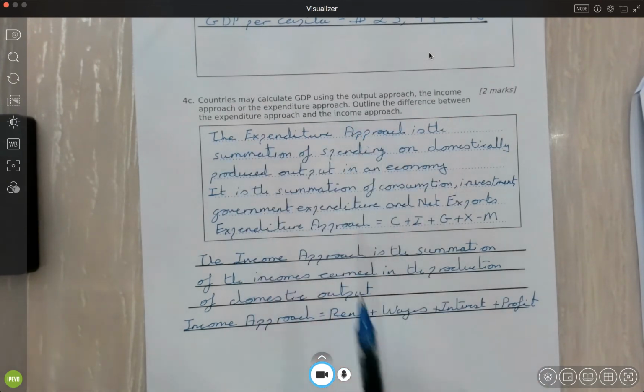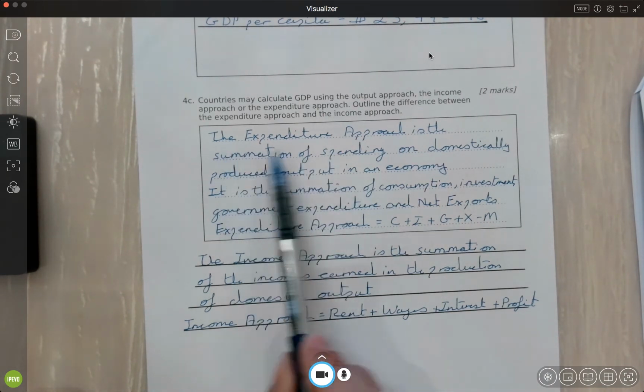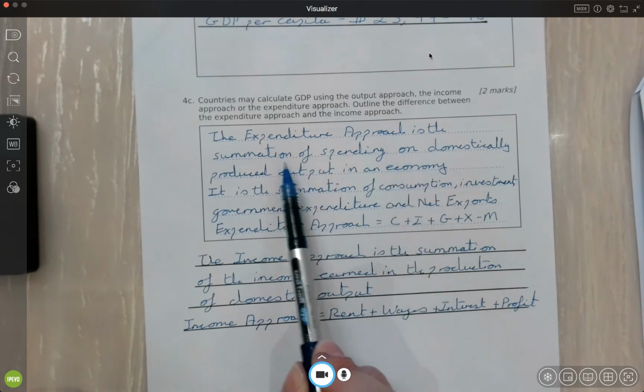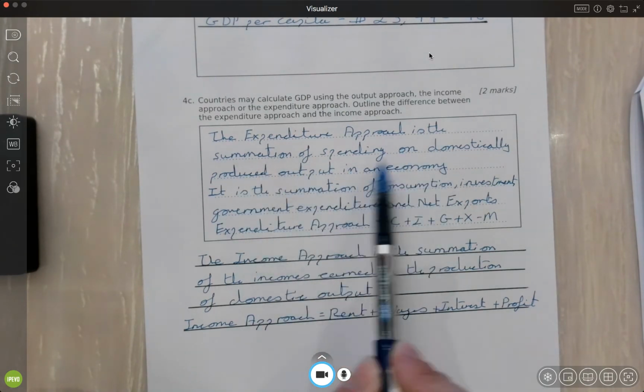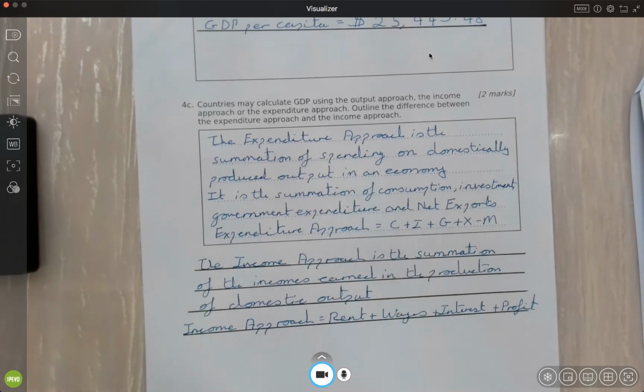What's the expenditure approach? Well, obviously I've gone crazy here and I've given way too much. So this you definitely need. The expenditure approach is the summation of spending on domestically produced output in the economy. All different types of spending. What are the different types of spending? It is the summation of consumption spending, investment spending, government spending, and net exports. Essentially I've written down the expenditure approach as C plus I plus G plus X minus M.